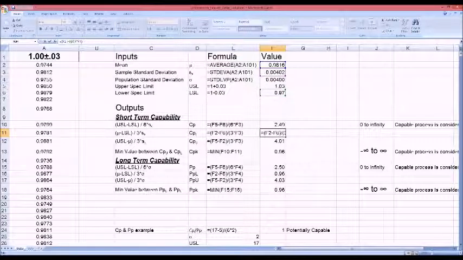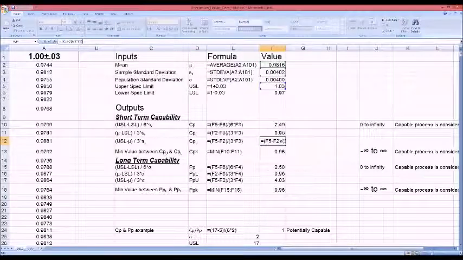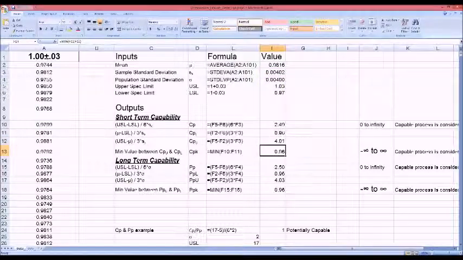Okay, and that formula equates to 0.96. Let's just sit tight with that for now. Let's go to the CP upper. The reason it's called lower and upper is you're just subtracting the mean from either the lower, or the upper from the mean for the upper. So upper spec limit minus your mean: upper spec limit 1.03 minus 0.98 divided by 3 times your standard deviation, and that's 4.01.